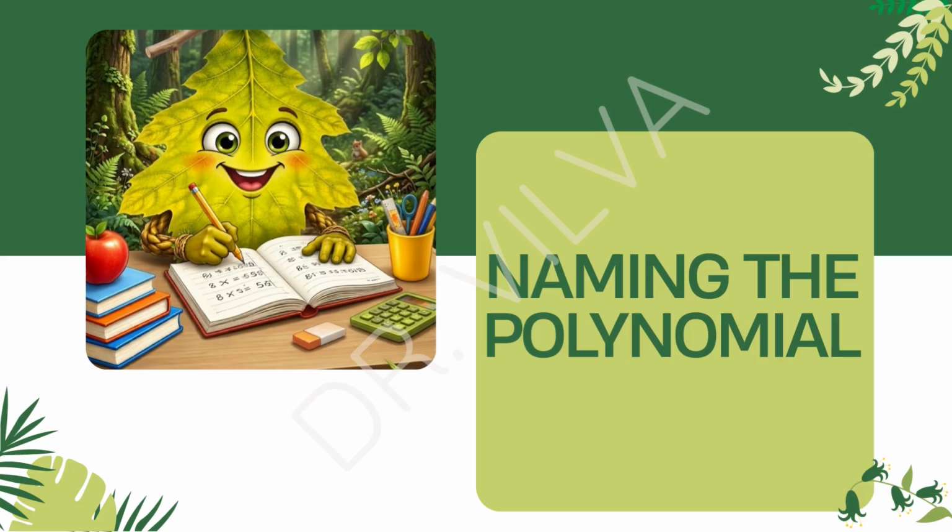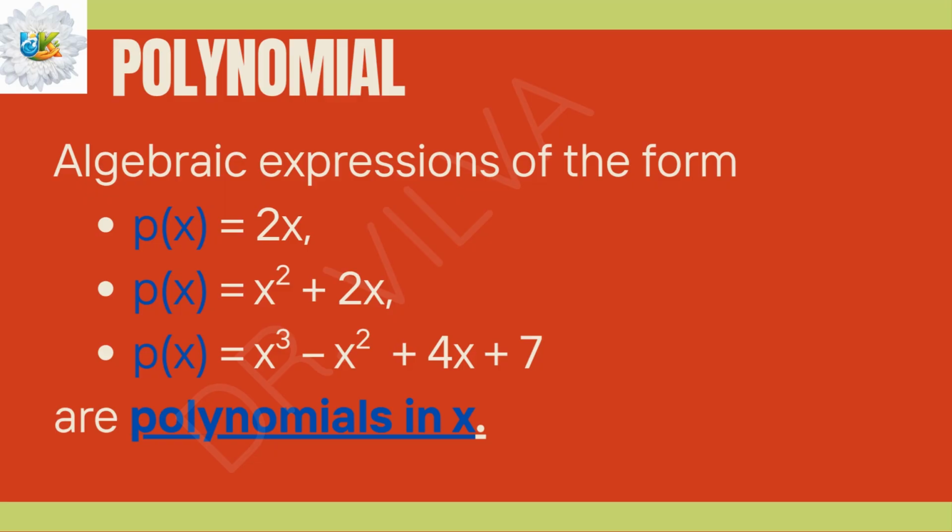Now, when we talk about this mathematically, we give them some name. We use function notation instead of just writing the expression. We will write it as p of x. See here, p of x equal to 2x. P of x equal to x square plus 2x. P of x equal to x cube minus x square plus 4x plus 7. By writing p of x, we are simply telling the reader this is a polynomial and the variable inside it is x.